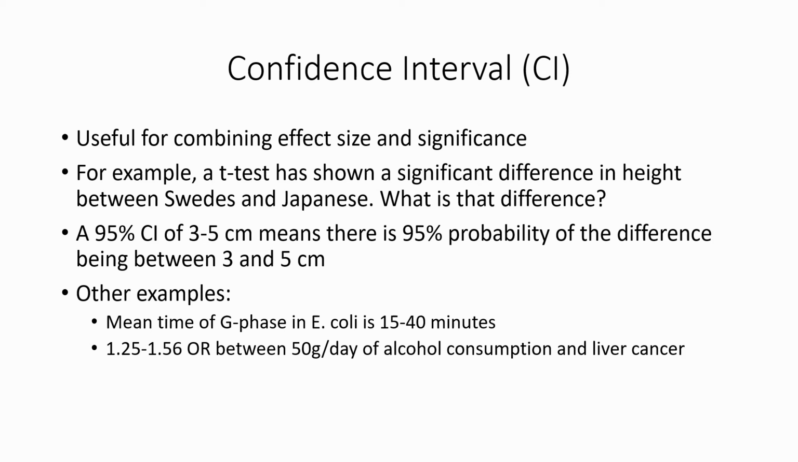Other examples can include, let's say, we want to calculate the time scale of the G phase in E. coli, and we can say, okay, it's 15 to 40 minutes. Again, meaning that we're 95% sure, given the evidence that we have, that the true average time is somewhere within this quite wide range.